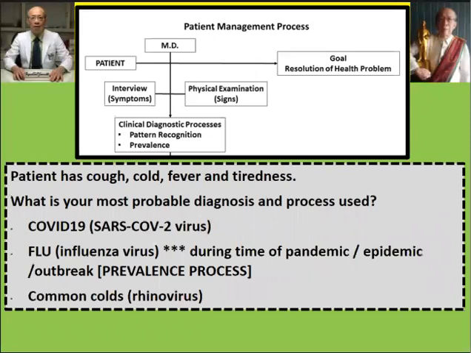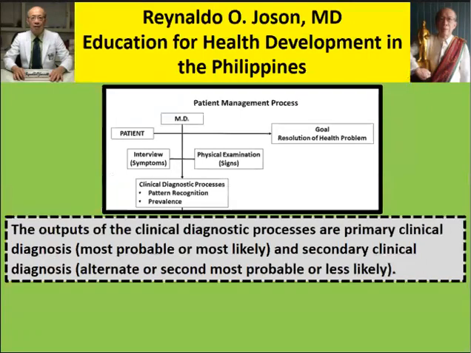During time of flu pandemic, epidemic, outbreak, when COVID-19 and common colds are not common, flu should be the primary diagnosis. The process used here is prevalence. The outputs of the clinical diagnostic processes are primary clinical diagnosis, which is the most probable or most likely, and secondary clinical diagnosis, the alternate or second most probable or less likely.